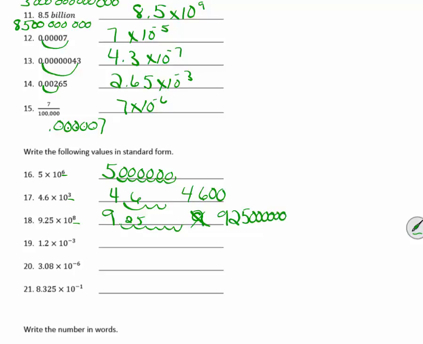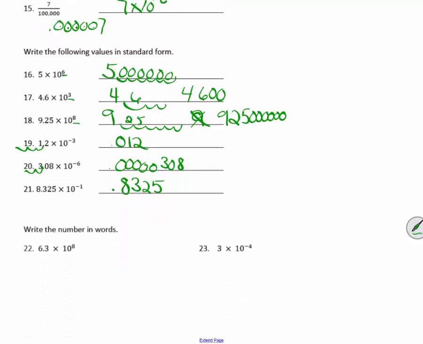Negative exponents mean I'm going to go the other way. So this time I'm going to go to the left. So that's going to be 0.012. I'm going to go to the left 6 places. So that's 1, 2, 3, 4, 5, 308. And I'm going to go 1 place, 0.8325.